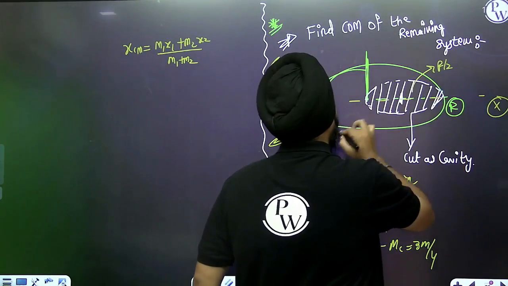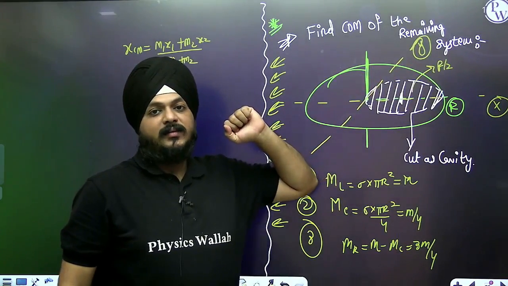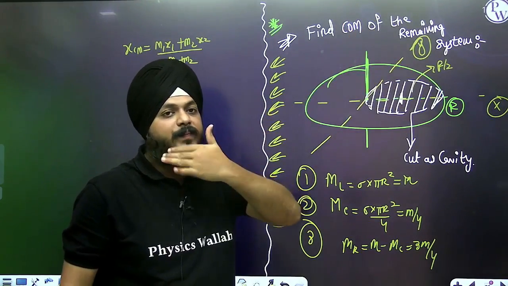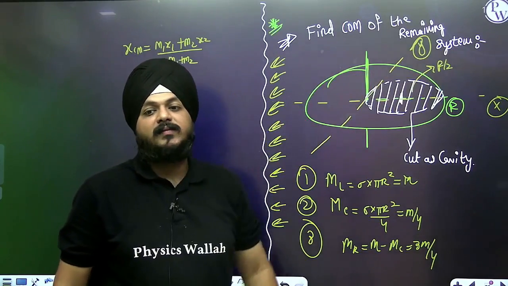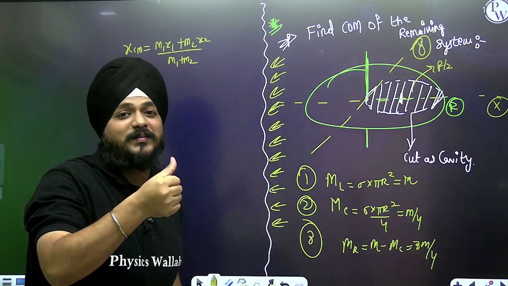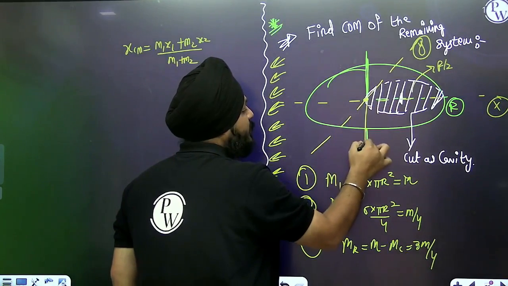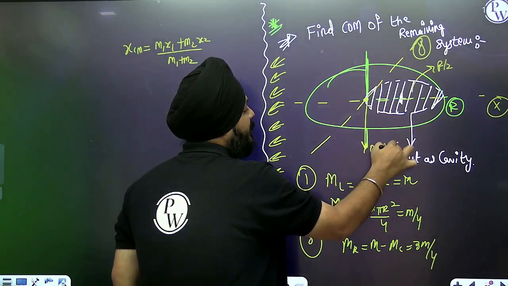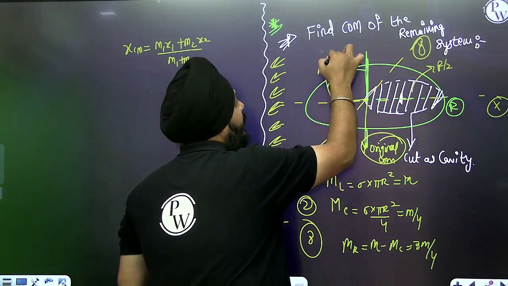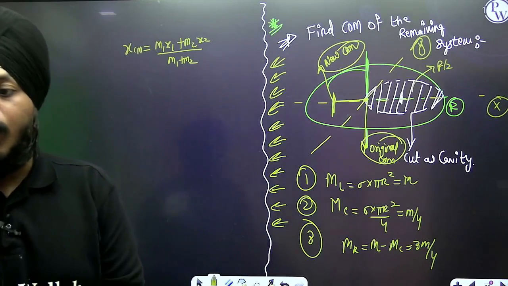this is x-axis, this is y-axis. After the cavity is cut, with respect to the x-axis, mirror images form, so no shifting on y. With respect to the y-axis, no mirror images form, so there will be shifting on x. This is the original center of mass. It will shift towards the right. This will be the new center of mass.